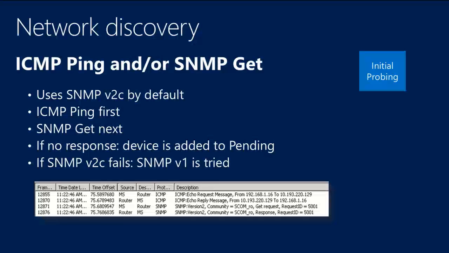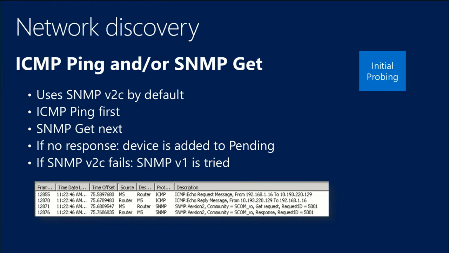Now for the initial probing phase, we actually will use SNMP v2 by default. So if you just leave the wizard as is, it will do SNMP v2. If you wanted to talk v1 or you wanted to talk v3, you might want to go ahead and set that explicitly in the discovery wizard. Then if you don't change anything, we will first do ICMP ping to see if the device is reachable, and then do an SNMP get if that's successful.